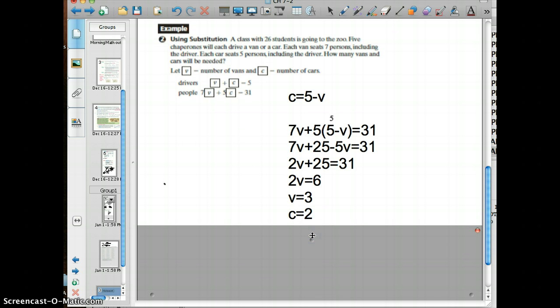And then I can double check this by the number of vans times 7 is 21 plus the number of cars is 2 times 5 is 10. So 21 plus 10, guess what? That equals 31. And so that's my quick check there for that. And no need to graph. Again, we've got the numbers here and you can see how efficient that was.